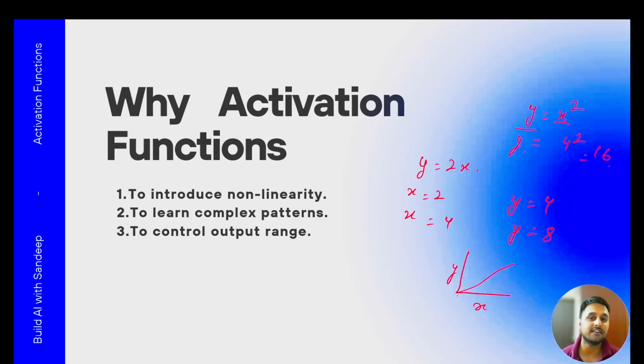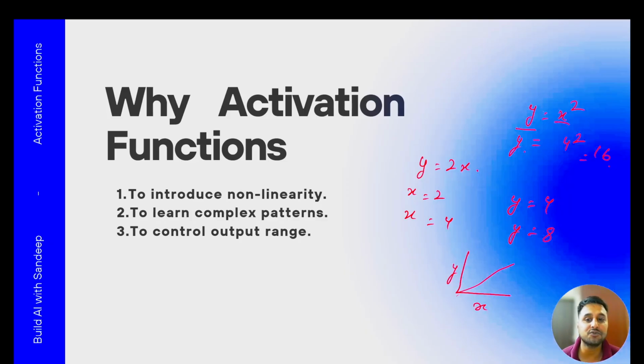The second reason we use activation functions is to learn complex patterns. Since we know that real world data is non-linear, our neural network should be capable of capturing multiple non-linear relationships. Non-linear relationships are like curves, boundaries, and complex patterns that are present in images, text, and speech. So our activation functions should be capable of capturing these complex patterns. That's why we use activation functions in our neural network.